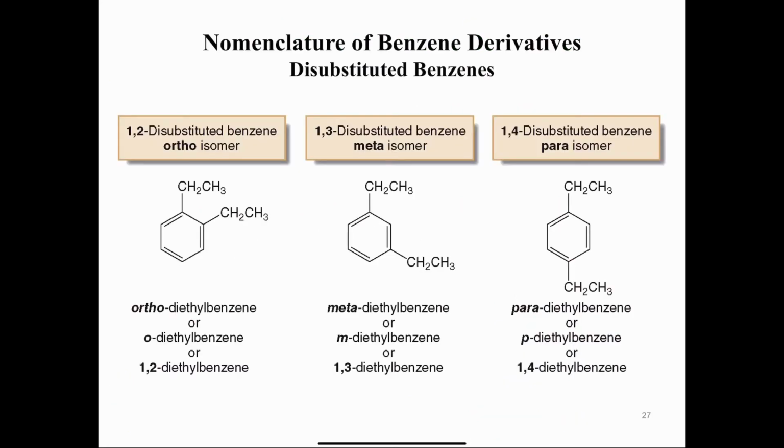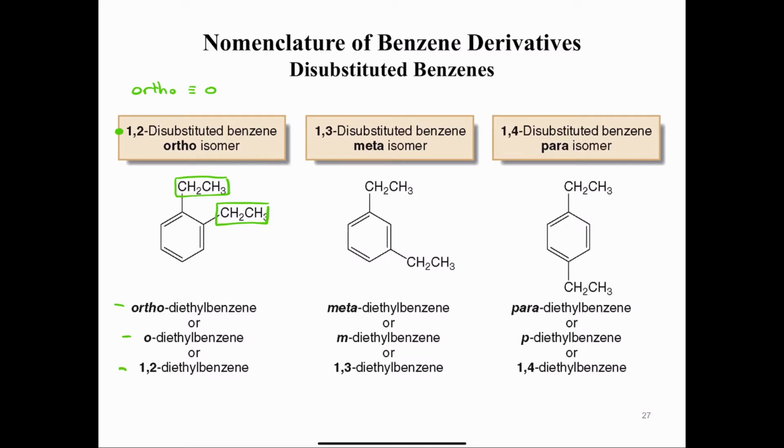And so let's take a look at these molecules. I have the 1,2 disubstituted benzene ortho isomer that I could call ortho-diethylbenzene, right? Because I have 2 ethyl groups, so this would be ortho-diethylbenzene. Or you can simply shorten the ortho. So if you don't feel like writing ortho, you can just write o like this. That's totally fine. So you could call it o-diethylbenzene, as is shown here, or you could call it 1,2-diethylbenzene.